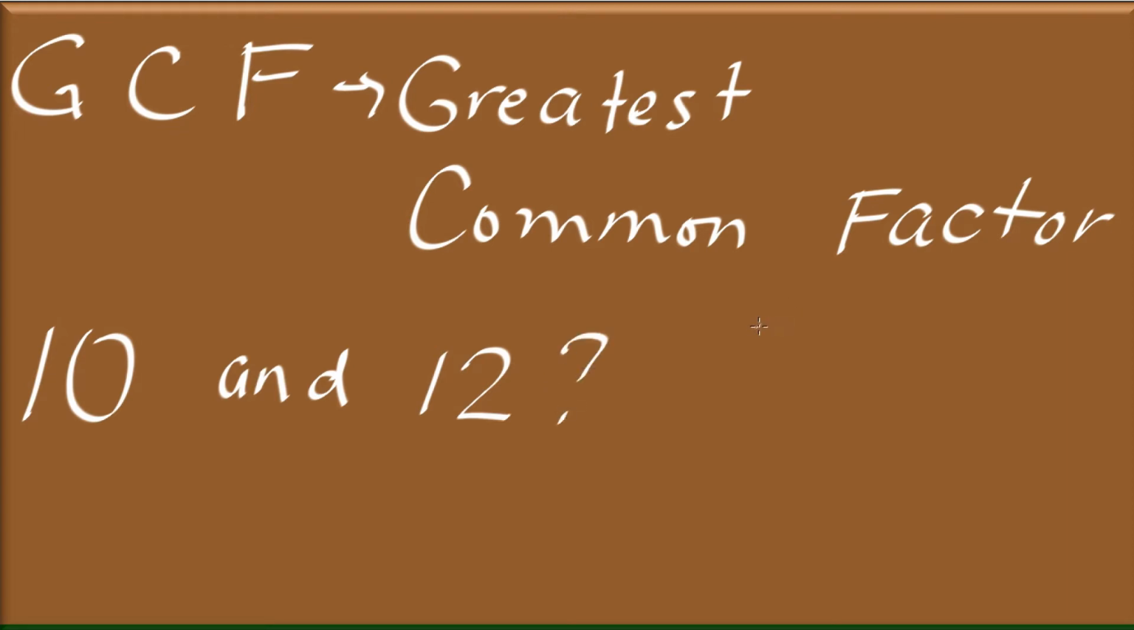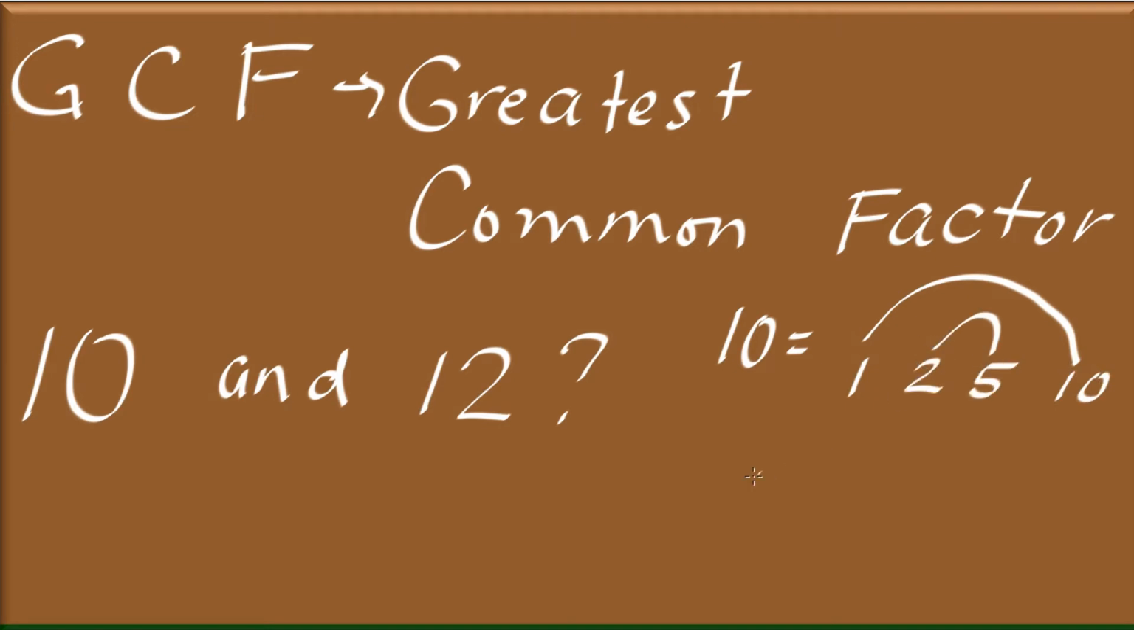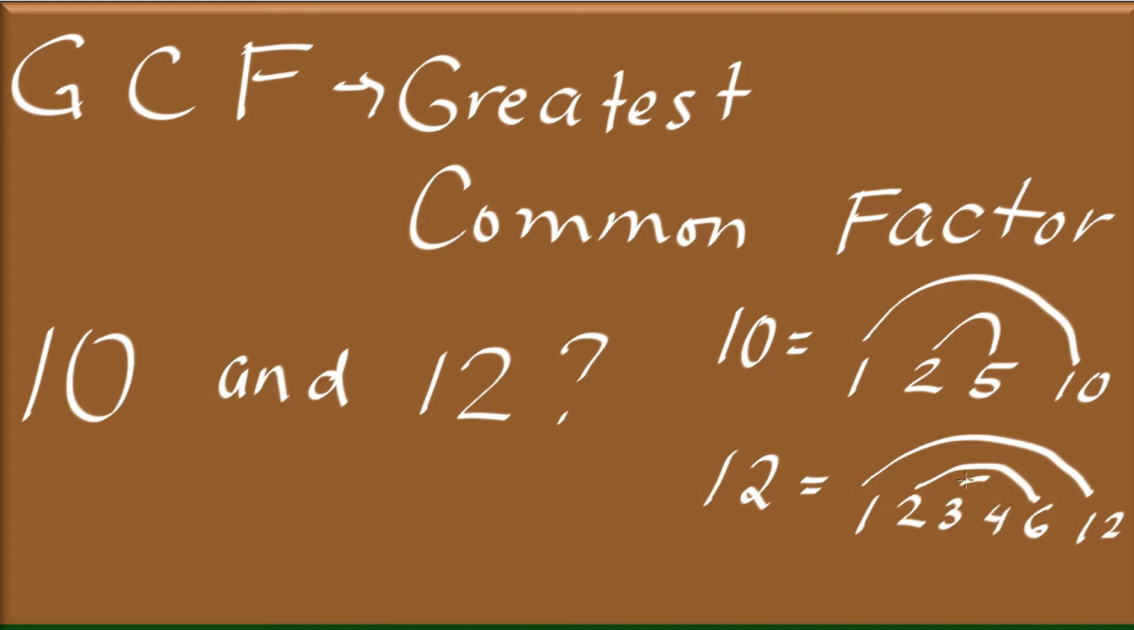Okay, let's talk about the factors of 10 first. So the factors of 10 are the numbers that when you multiply together give us 10. So that's 1 and 10, and then 2 and 5. While for number 12, the factors are 1 and 12, 2 and 6, and then 3 and 4. So these are the factors respectively for those two numbers, 10 and 12.